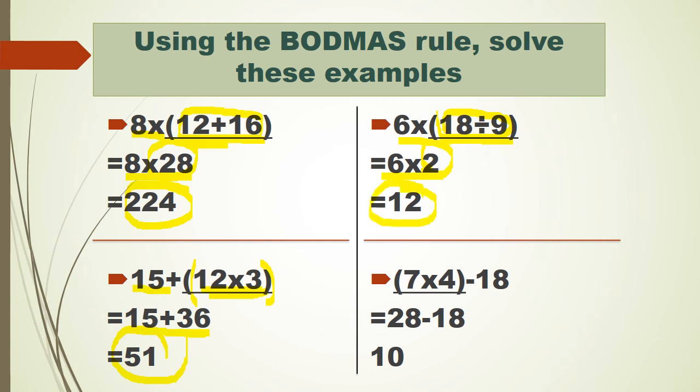In the fourth example, we have 7 multiplied by 4 in the bracket minus 18. So according to the BODMAS rule, first solve the bracket. In the bracket, 7 is multiplied by 4. So the answer.